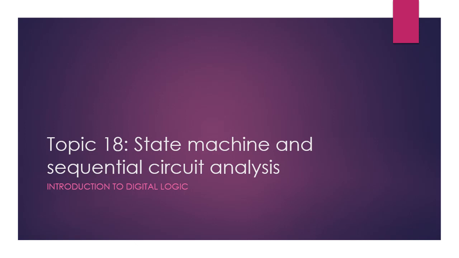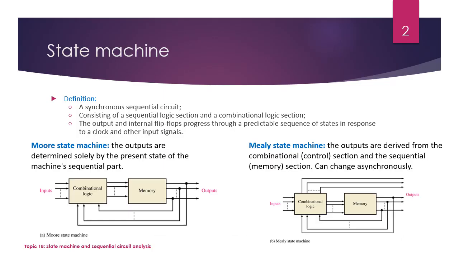Today let's talk about the state machine and how we can analyze the sequential circuit. By definition, a state machine is a synchronous sequential circuit. If you remember, last time we talked about synchronous counters and shift registers. Both of them are a type of state machine.